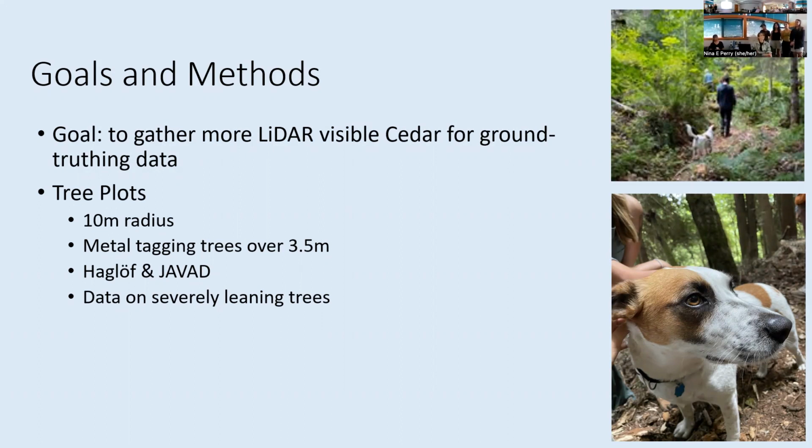And then one thing that we also collected that was really interesting were trees with very severe leans. So this was primarily alders, because they kind of grow towards the sun. So we wanted to gather extra data on them to make sure that we had really accurate stem maps for where they were.